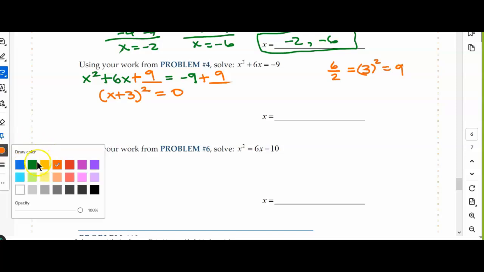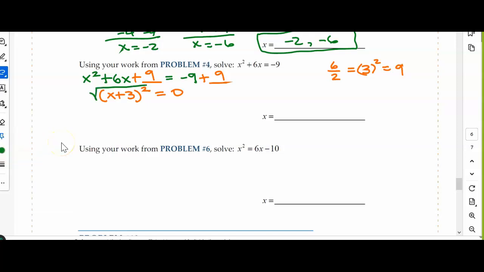Okay, let's take the square root of both sides. So we can do this. Right, so I get x plus 3 equals, now 0, remember, doesn't carry a sign, so on this one we won't put plus or minus 0, it's just 0. And then we'll subtract the 3 over, so x equals negative 3. On this one we only end up with one solution.